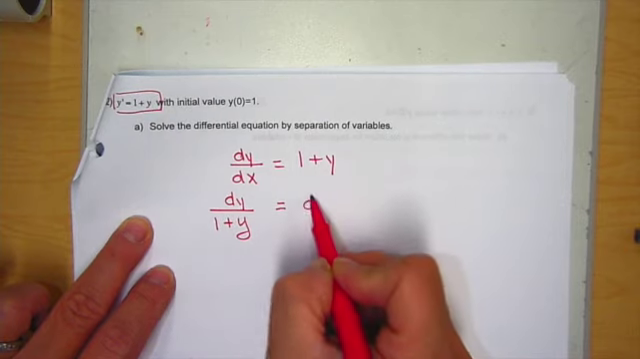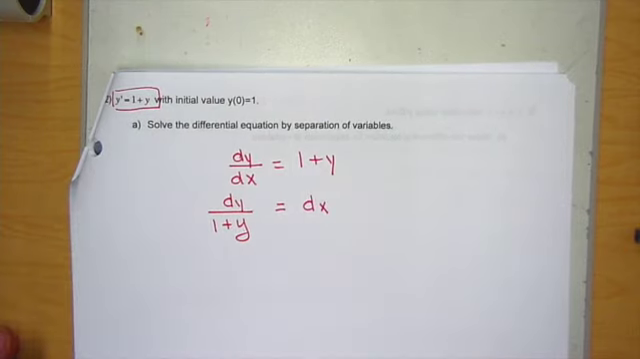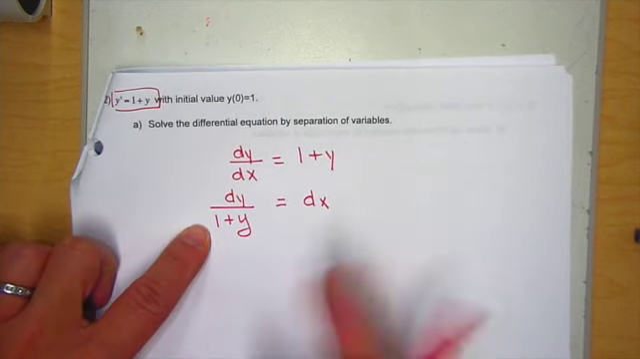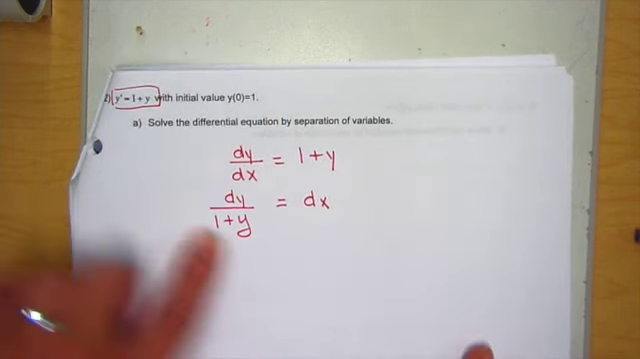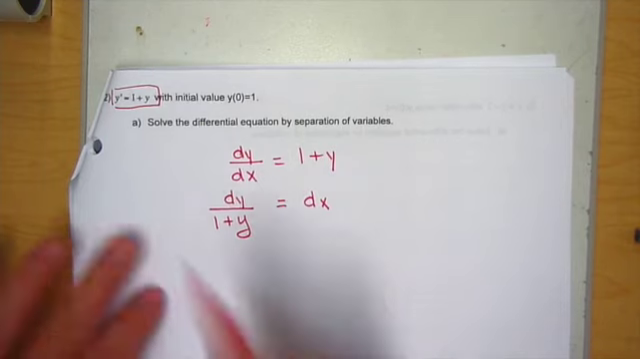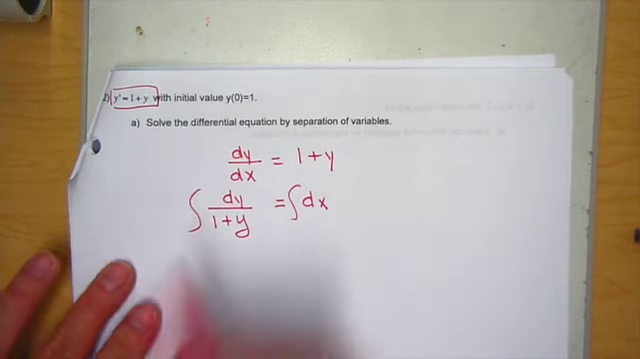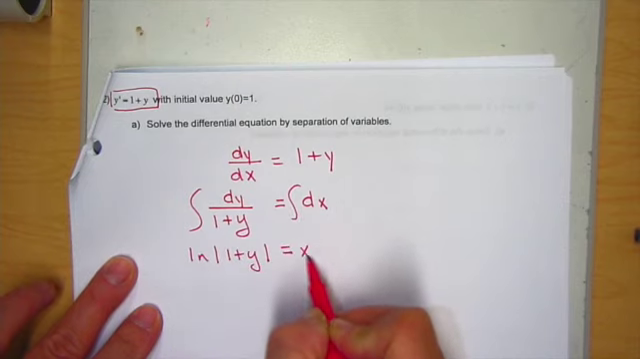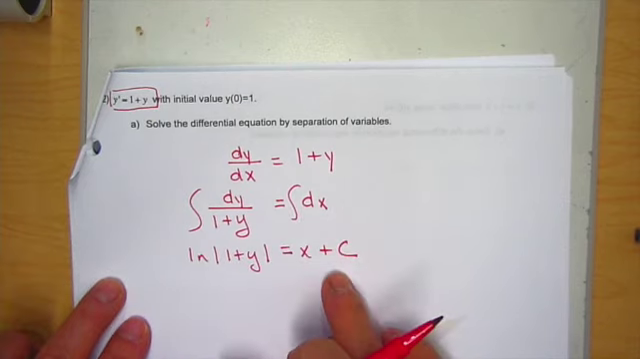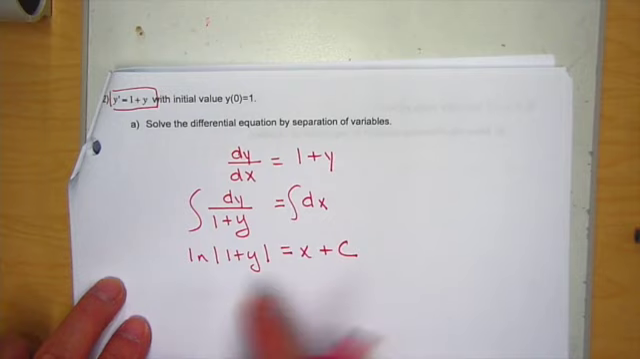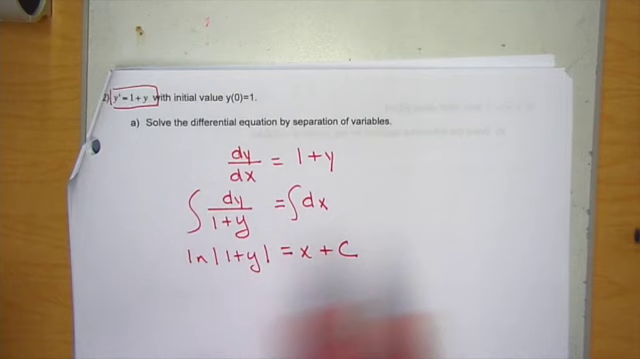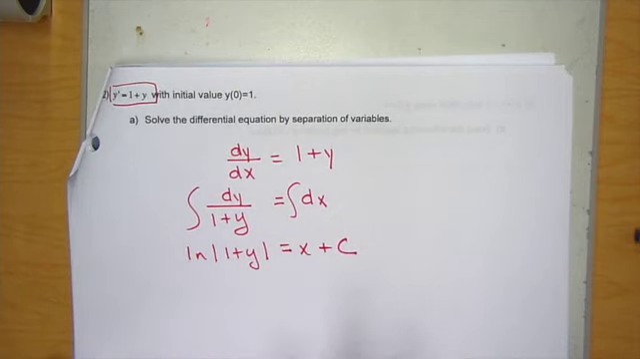So this is our first step to separate our variables. The y's are with the dy. It's (1 plus y) to the negative 1 times dy, and then dx. Take the antiderivative of both sides. You have natural log of 1 plus y equals x plus c. You only need to put the plus c on one side. There really is a plus c here and a plus c here, but you can move all the numbers to one side and just make it one constant.